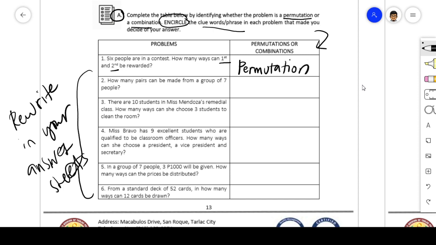Okay? After writing down permutation, you have to encircle the clue words or phrase in each problem that made you decide on your answer. So, what made you decide that number 1 is permutation? By the words first and second. Okay, so you have to encircle them. So that's it. You have to answer the rest.